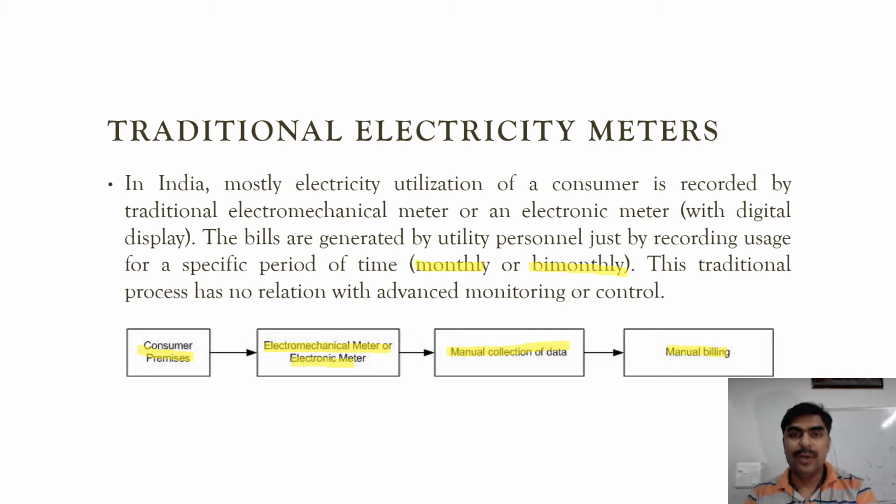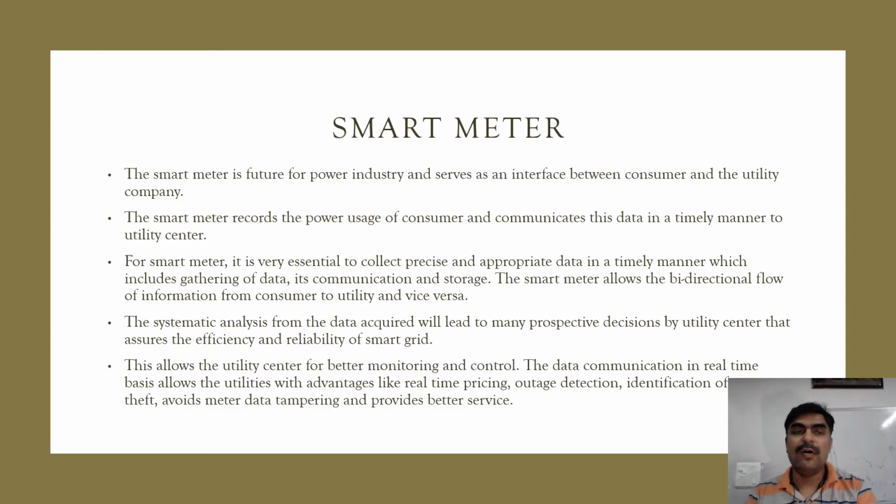Since the process is manual, there are chances of error, and hence smart meters are now being used. Smart meters are now replacing manual meters, electromechanical meters or simple energy meters. These smart meters are the future of the power industry, and they serve as an interface between consumer and utility. As we have already discussed, with the help of a smart meter or AMI infrastructure, utility and consumers can interact with each other and exchange information between each other.